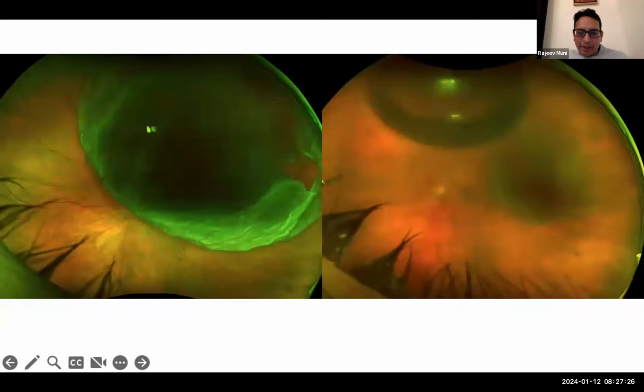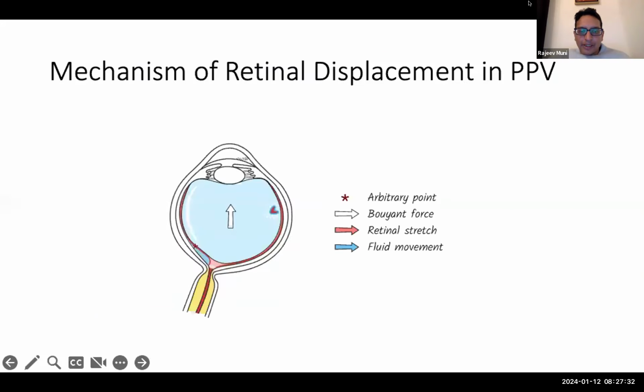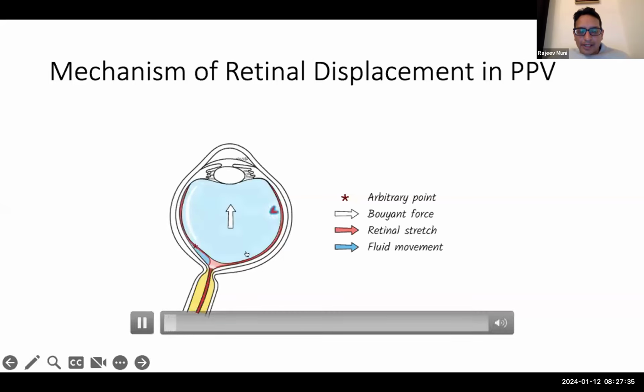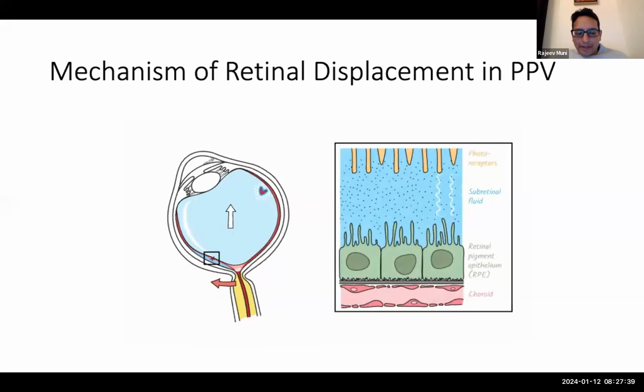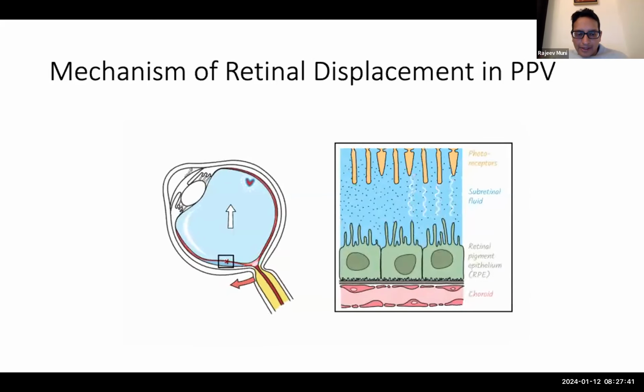Here's another example. You put the bubble in, 1 minute later, there's a massive reduction and movement of that subretinal fluid. We've spent a lot of time studying retinal displacement, and it's very important to understand the pathophysiology because that will help us understand slippage.